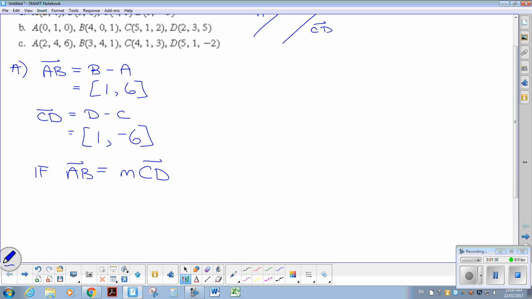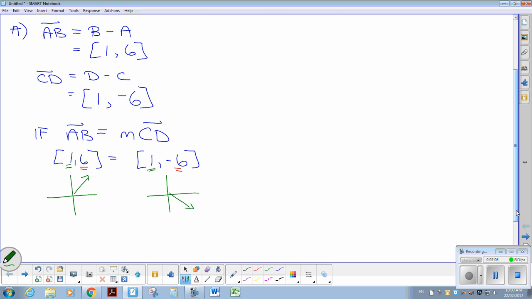So when I compare them, (1, 6), can I make the first number the same? Well, it already is, so I don't have to make any changes. So the first X value is the same. However, the Y value is not. So that means it's not pointing in the same direction. It has the same X component. Just for reference here, (1, 6) is pointing in that direction. (1, negative 6) is pointing in that direction. So therefore, not parallel.